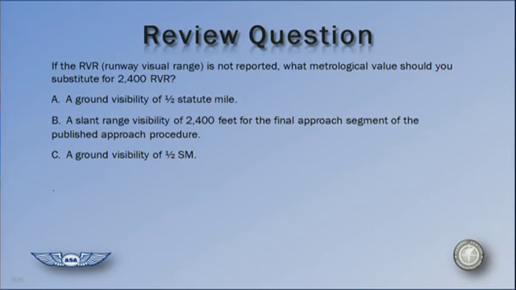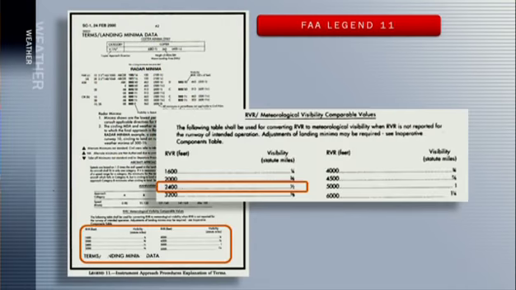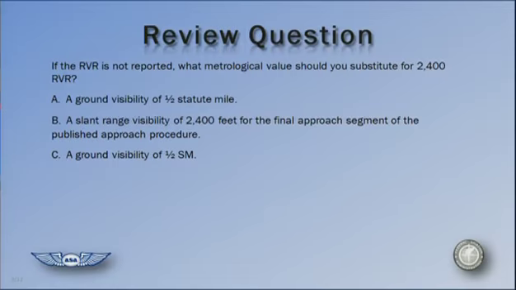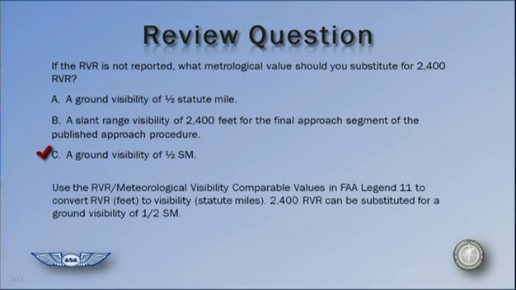If the RVR, runway visual range, is not reported, what meteorological value should you substitute for 2,400 RVR? Which of these is correct? In order to arrive at that, we're going to have to look at a legend here. And we can zoom in, as we do, and show that, in fact, 2,400 feet RVR is a half statute mile visibility. Go back to our question. Which one's correct? C. Use the RVR meteorological visibility comparable values in the FAA Legend 11 to convert RVR feet to visibility statute miles. 2400 RVR can be substituted for a ground visibility of 1/2 statute mile.